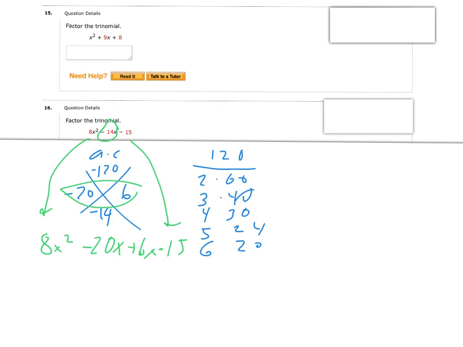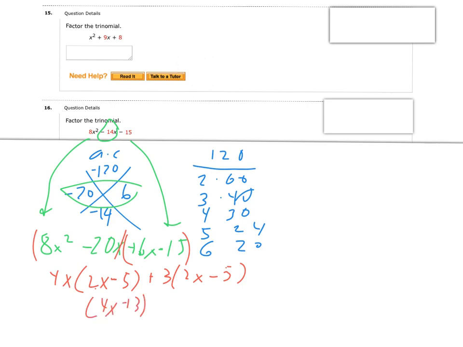So now I use factoring by grouping. So I'm going to group these two together and those two together. The first group looks like I could take out a 4x, which leaves me with 2x minus 5. And the second group, I can take out just a positive 3, which leaves me with 2x minus 5 as well. That's good because it's supposed to come out to the same in both parentheses. So now you have 4x plus 3 is one of your factors, and then whatever was inside is your other factor. So there you go.